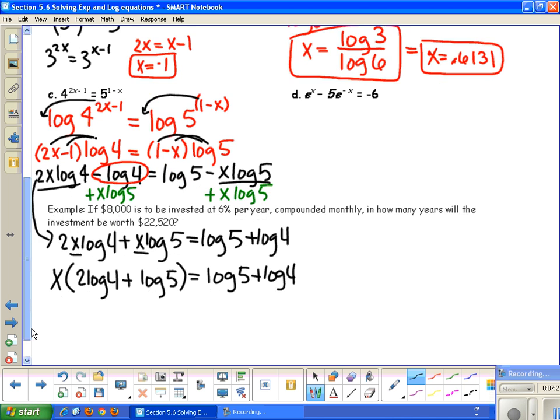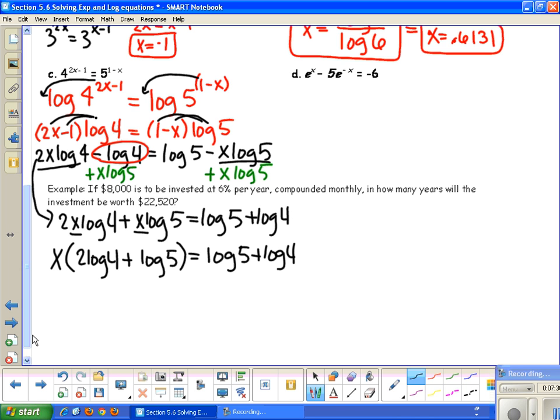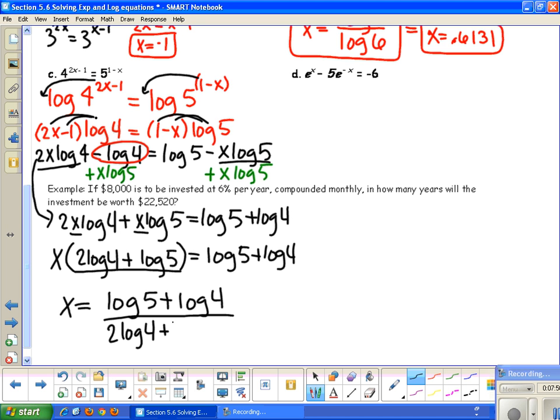Now I'm not done because I want to solve for x. So in order to solve for x, I'm going to have to divide by 2 log 4 plus log 5 because that's being multiplied by x. So when I divide both sides by this term, I get x is equal to the log of 5 plus the log of 4 over 2 times the log of 4 plus the log of 5. So I want to see this part for your answer, and then you're going to have to find or approximate the decimal answer by plugging into your calculator.